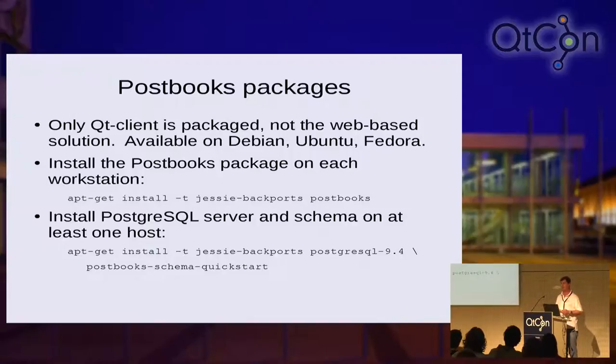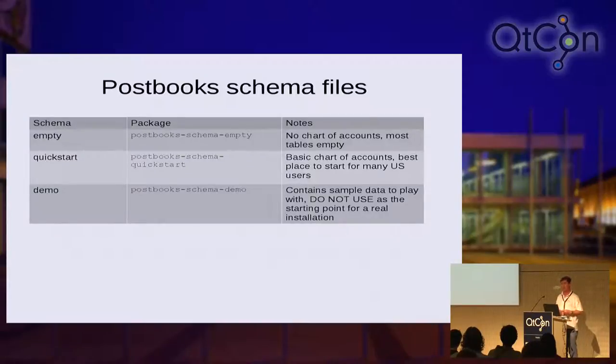One of the things I mentioned before is the packages. So this is what I've been doing with PostBooks, is packaging it. On Debian, you can apt-get install PostBooks, as I've demonstrated there. On the client machine, use the first command to install the client application. On your PostgreSQL server, you use the second command, and that will install the schema and the PostgreSQL server. So everything is packaged. There are three different schemas available, a demo, a quick start, and an empty schema for people who want to build it all up manually.